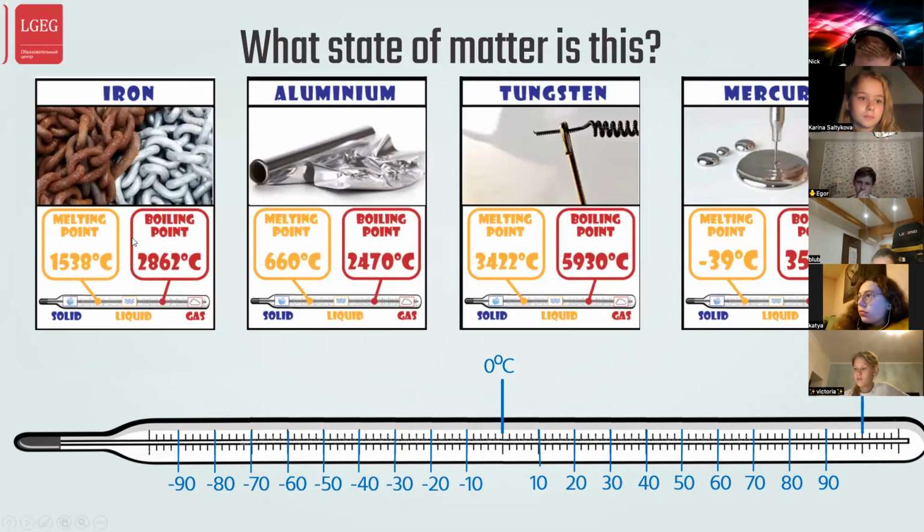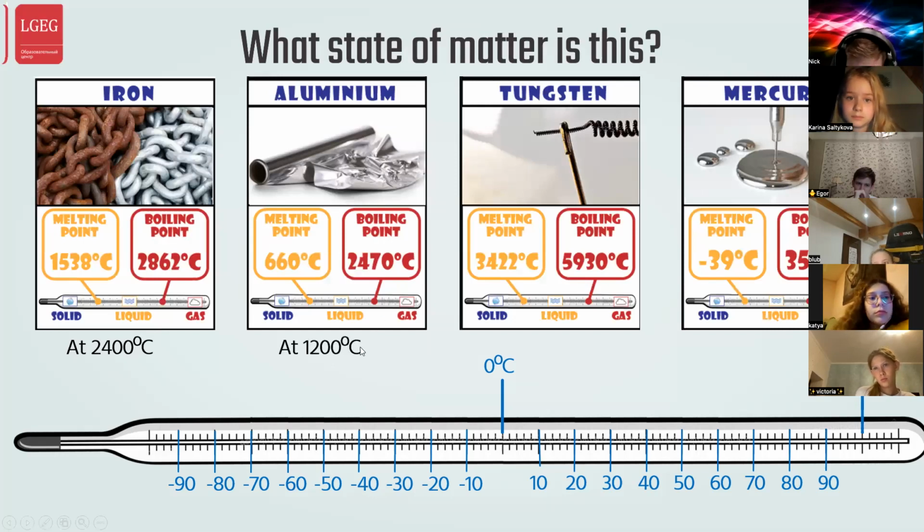Now let's look here. We have iron with the given melting and boiling points. What will be the state of iron at 2400 degrees? It will still be liquid. Liquid, yes, good job.